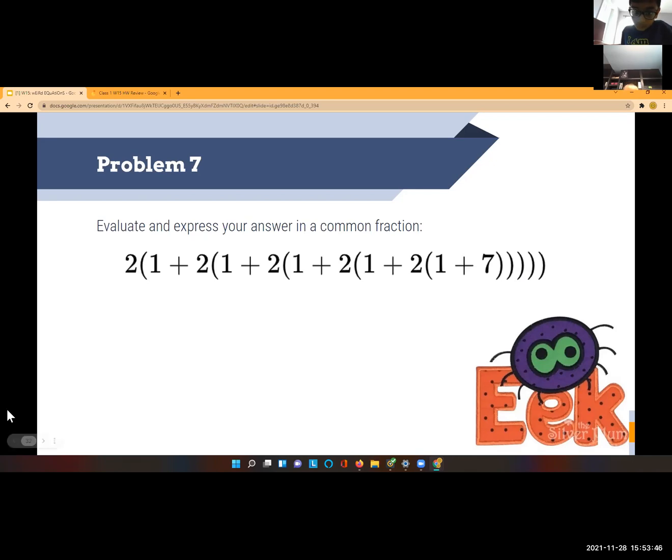Here is another question where pretty much you just have to work it out. So evaluate and express your answer not as a common fraction, because you do not need to do that for this question. So 2 times the quantity of 1 plus 2 times the quantity of 1 plus 2 times the quantity, all the way until you reach the inner parentheses where it's just 1 plus 7. So yeah, you just have to do these types of questions. You just have to be careful not to make a mistake.